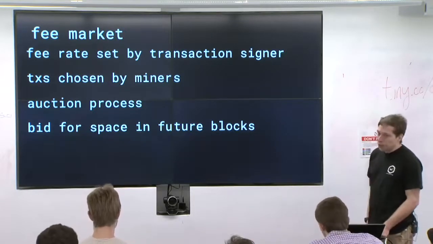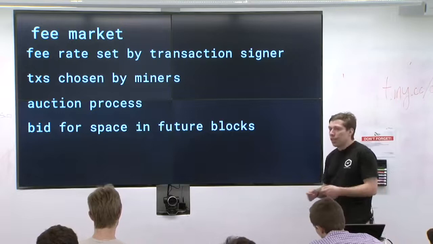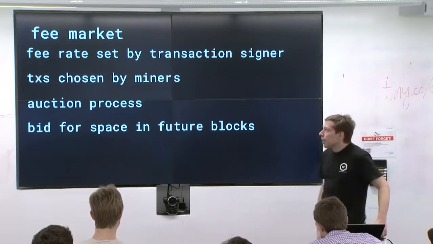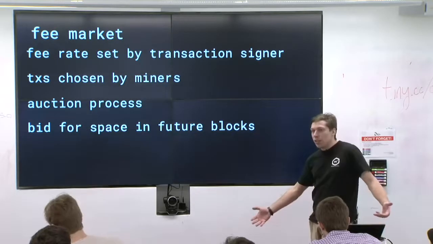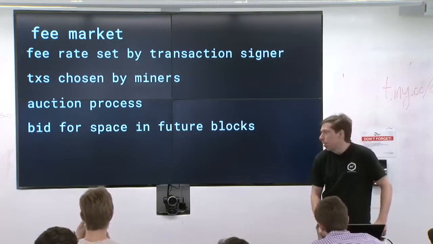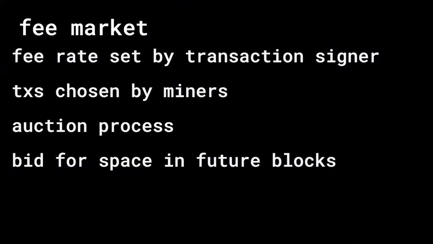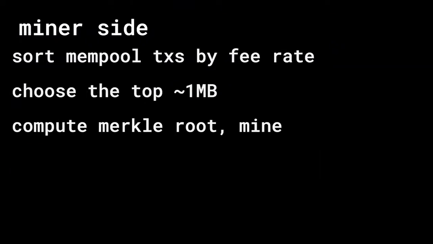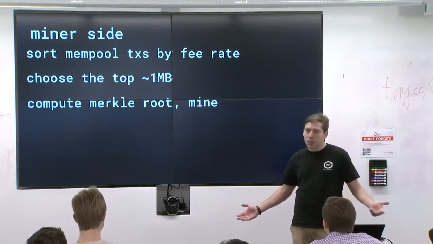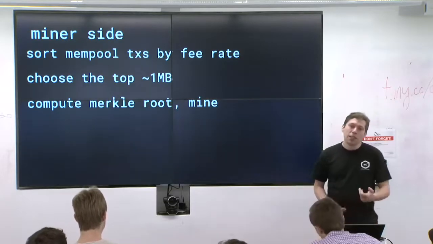The transactions, however, are chosen by the miners. So the idea is you create your transaction, set your fee, throw it out there. Everyone broadcasts it to everyone else. And the miner then looks at all these fees, looks at all these transactions and chooses the best ones. It's essentially an auction process where you're bidding for space in a future block that has not yet been created. So the simplest miner-side algorithm is take the mempool, sort the mempool transactions by their fee rate, choose the top megabyte, put them all in order, compute a Merkle root from all those transaction IDs, and then mine it.